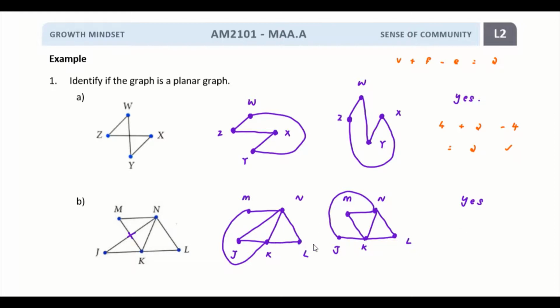So next one, let's check. How many vertices do you have? 1, 2, 3, 4, 5. So that's 5. Then after that, how many faces do you have?